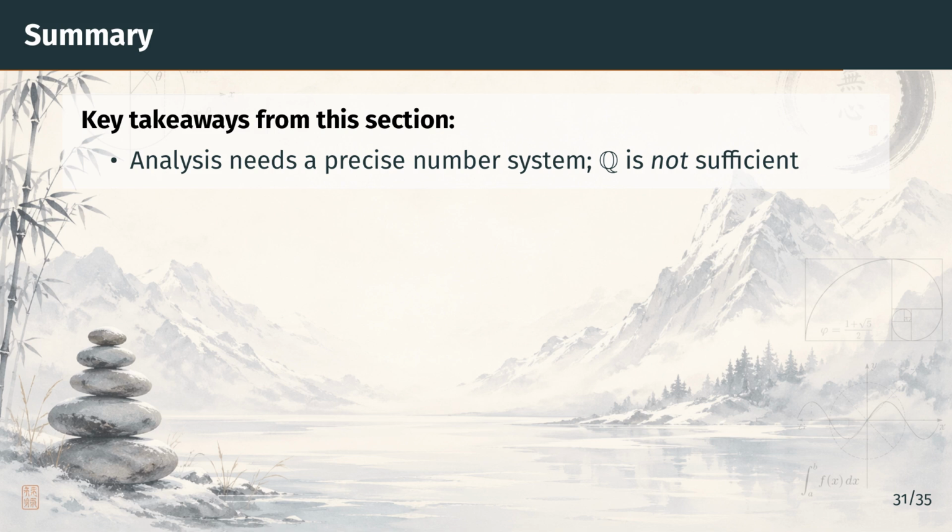Let's review what we covered in this introduction. The main message is that the rational numbers are not sufficient for analysis. Despite seeming like a perfectly good number system, the rationals have fundamental gaps that prevent us from doing rigorous analysis. A proper treatment of convergence, continuity, and the other core concepts requires a number system that fills these gaps.